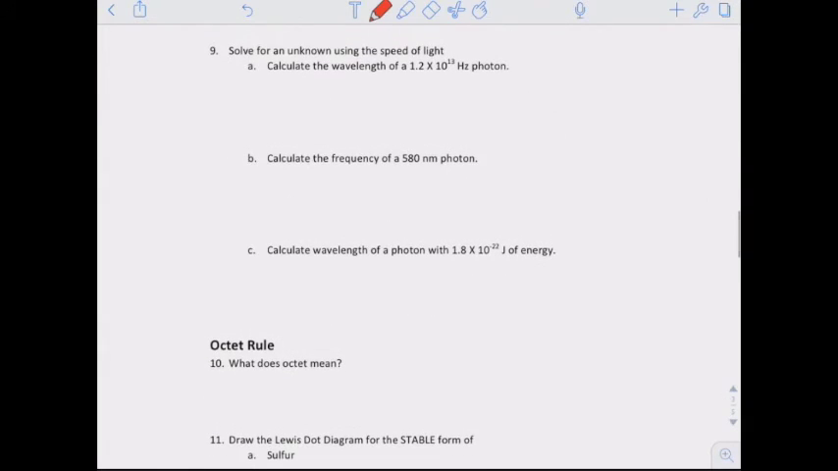Looking at number 9, it says solve for an unknown using the speed of light. So c equals lambda f. It says calculate the wavelength. This lambda, that is wavelength. So we're going to have an equation of wavelength equals the speed of light divided by frequency. Speed of light is a constant, 3.0 times 10 to the 8th meters per second.